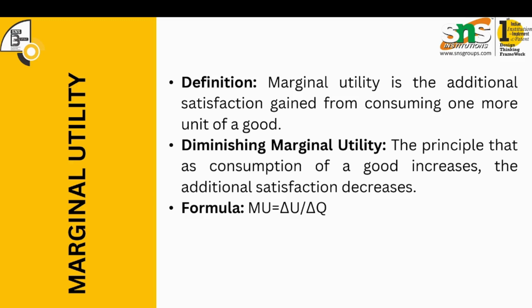Diminishing marginal utility, on the other hand, is a principle that says as consumption of a good increases, the additional satisfaction decreases. Like in the example I told before, I've already had two sweets. I'm given the third, I'll be happy. I'm given the fourth, I'll be happy. But if I'm given the fifth, I would start developing an aversion. Okay, my tummy is enough of sweetness. I don't want any more sweets. So there, the utility diminishes, and that is diminishing marginal utility.